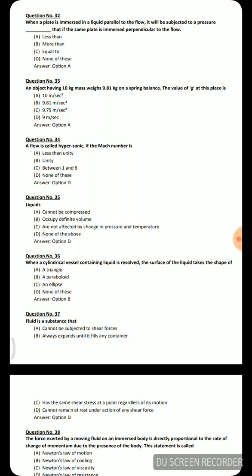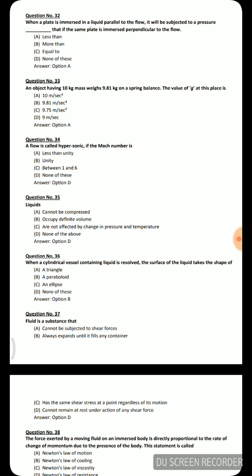An object having 10 kg mass weighs 9.81 kg on a spring balance. The value of g at this place is 10 meter per second square. Option A is correct answer. Next question.